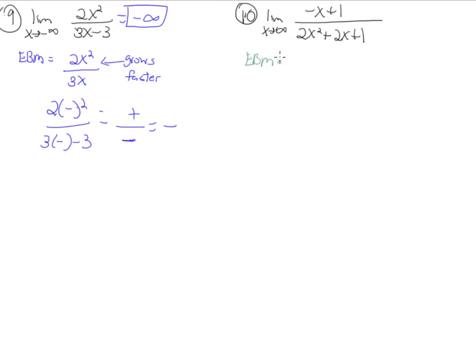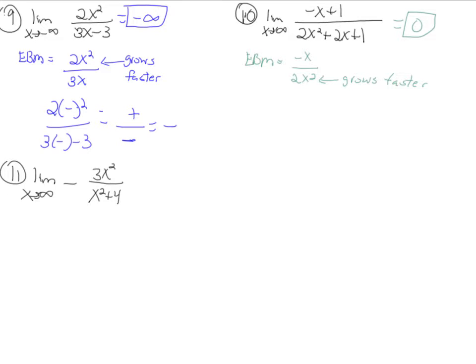Number 10, I'll start by finding my end behavior model, which means I have a negative x in the numerator and a 2x squared in the denominator, so the bottom grows faster, so my answer is 0. On 11, we're going to find our end behavior model, which will be negative 3x squared over x squared. They grow at the same rate, so I'm looking at my leading coefficients, which would be -3. So my limit as x goes to infinity of this fraction is -3.